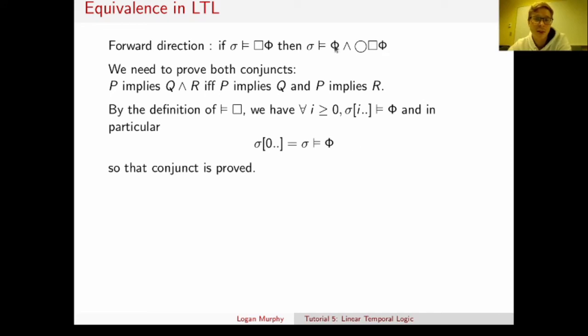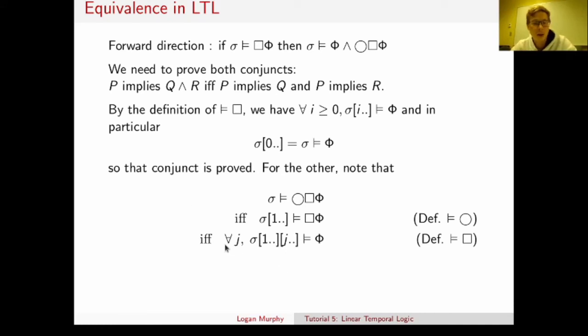And so in this case, the left conjunct, sigma satisfies phi, is proved trivially. Now for the other conjunct, note that if you take our goal here, sigma satisfies next always phi, and interpret the semantics of this formula with respect to first the next operator and then the always operator, we end up with this: we have to prove for any j, sigma 1, and then j after that satisfies phi. But we can also use our premise for this. Just use the case where i is equal to j plus 1.